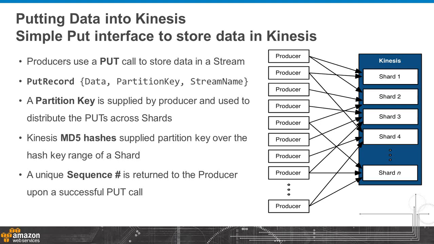After the data is put into Kinesis, it gets three-way replicated across availability zones by default, and a unique sequence number is returned to the producer as a successful acknowledgement. The sequence number itself is a monotonically increasing number per record in the shard.